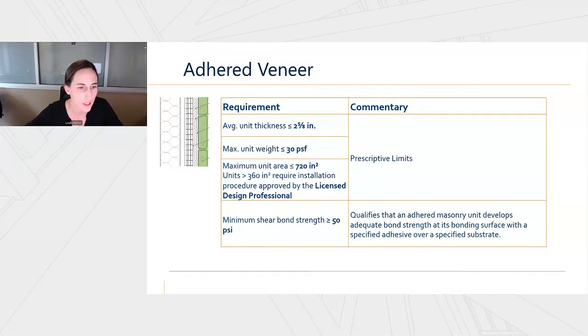Regarding the veneer, there are some prescriptive limits on the average unit thickness as well as the unit weight, so 30 pounds per square foot. I want to focus in on the unit area. The TMS provides some clarity or expectation on the unit area.